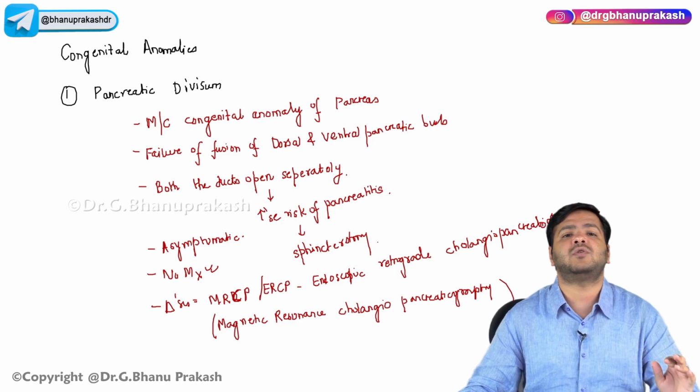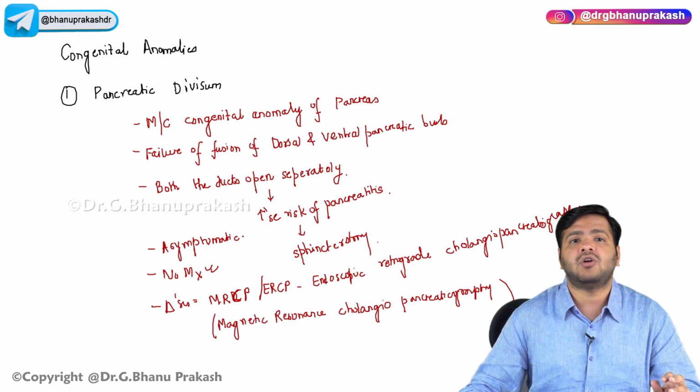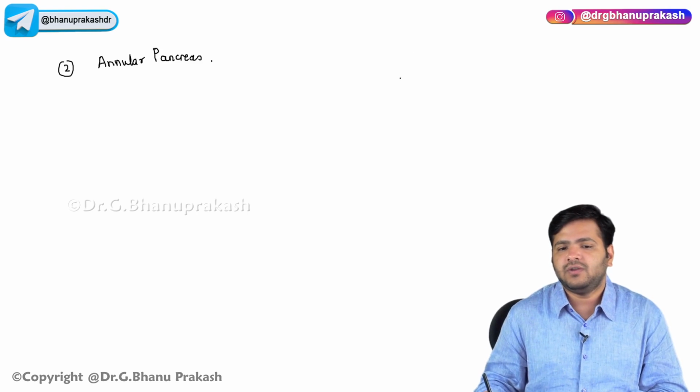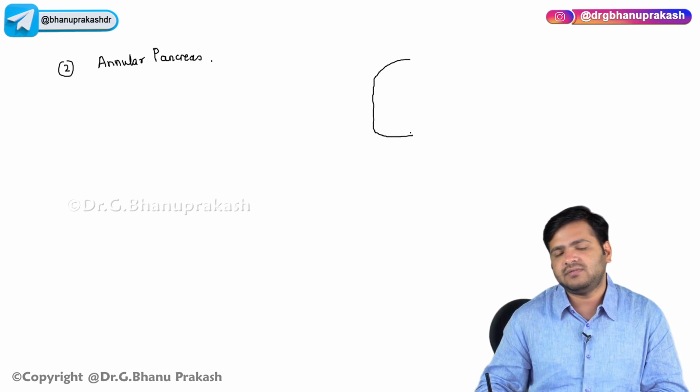Right, so this was about the pancreatic divisum. Now coming on to the other congenital anomaly associated with pancreas. Yes, this is called as annular pancreas. Okay, it is called as the annular pancreas, right? Now, in annular pancreas, you already know. Let us just draw this and understand.